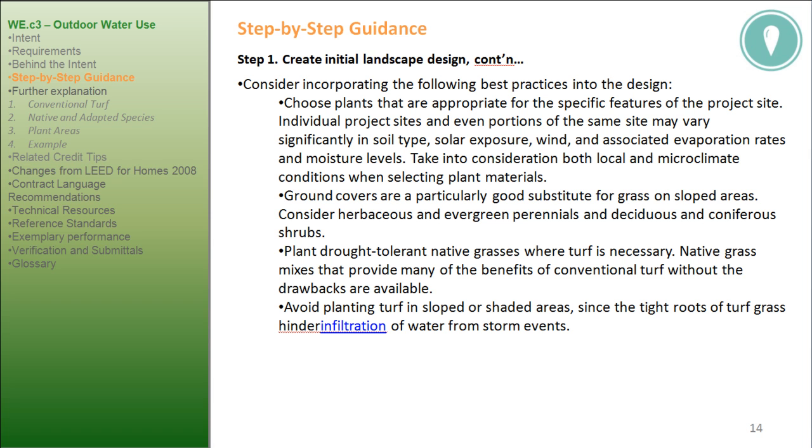Ground covers are a particularly good substitute for grass on sloped areas. Consider herbaceous and evergreen perennials and deciduous and coniferous shrubs. 3. Plant drought-tolerant native grasses where turf is necessary. Native grass mixes that provide many of the benefits of conventional turf without the drawbacks are available.